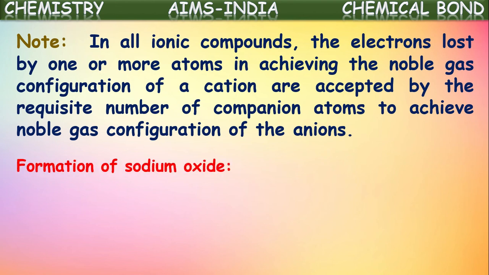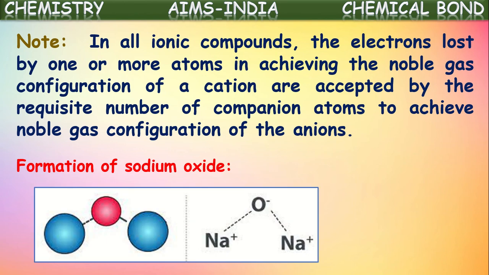For example, let us see the formation of sodium oxide. In the formation of sodium oxide, one sodium atom will lose one electron. Here two sodium atoms are there, so both will lose two electrons together, because each sodium loses one electron. So in total they are losing two electrons. The same number of electrons are accepted by one oxygen atom. Each oxygen is ready to accept two electrons.